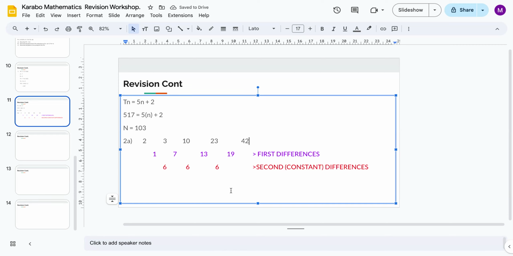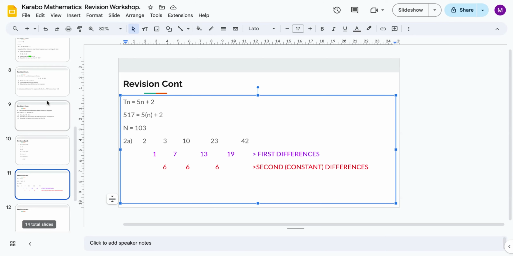Okay. So I cannot emphasize this enough, guys. This little pyramid diagram that we've done over here with our first set of terms, our first differences, and our second constant difference, when you're working with quadratic sequences, that is all you need to answer any question that they can give you. Okay. So let's read the second part of this question.